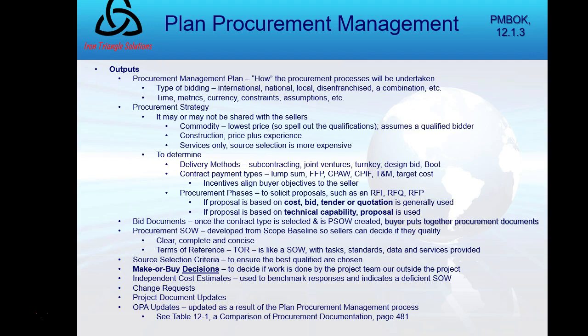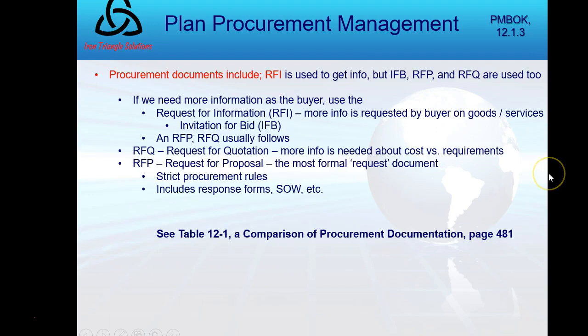That's the source selection criteria. You'll form a matrix and score each proposal. Before, in tools and techniques, I had a make or buy analysis. Now I have my make or buy decision log. Remember, before in tools and techniques, I did some data gathering like market research. Now I'm logging those independent cost estimates in my plan. Okay? And project document updates and OPA updates.